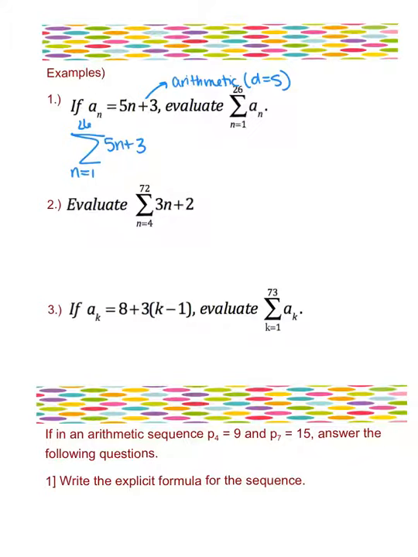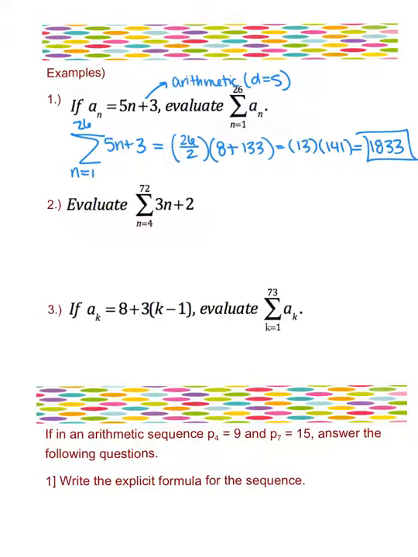Because it's arithmetic with a common difference, that's what's going to allow me to use my logic that the sum is going to be equal to the total number of terms divided by 2 times the first term plus the last term. Well, the first term, if I plug in a 1, I get an 8. And if I plug in 26, I get 133. So cleaning this up, I get 13 times 141, giving me 1,833.